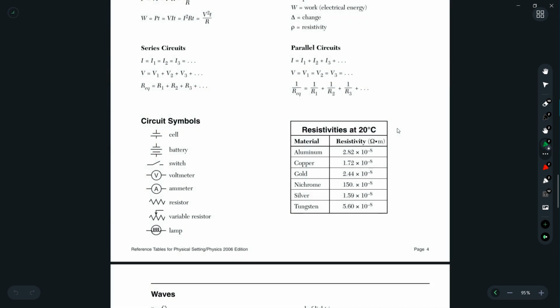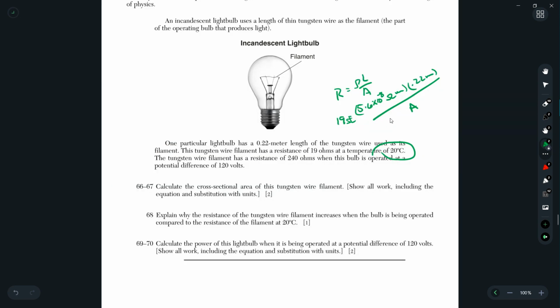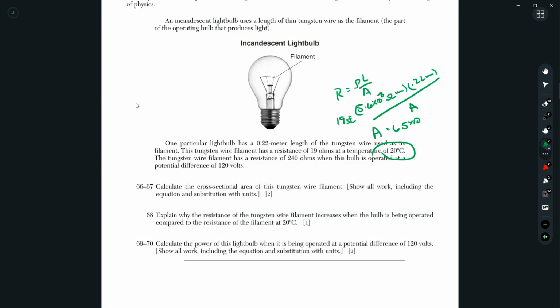And, yeah, okay. A little algebra tells me that the area is about, hold up, about 6.5 times 10 to the negative 10th meters squared.